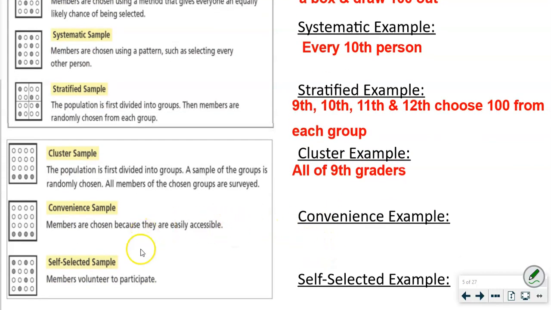So our next one's convenience. Members are chosen because they're easily accessible. So this one would be like, I'm going to survey the people in my class. So we'll just say we're surveying Mrs. Jones' classes only, okay? And that's because I'm the one that wants to pull the data, okay?